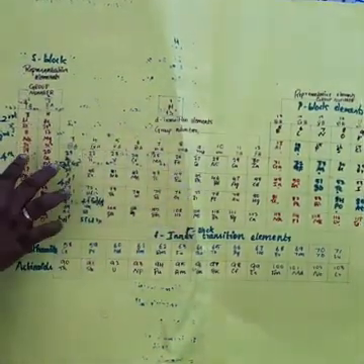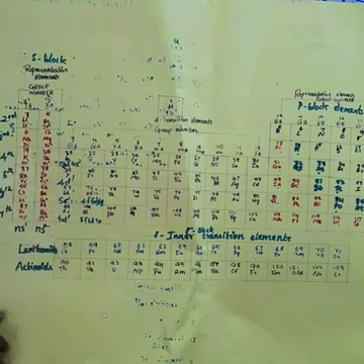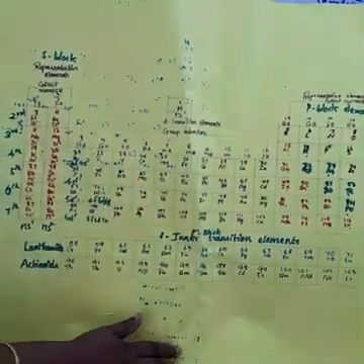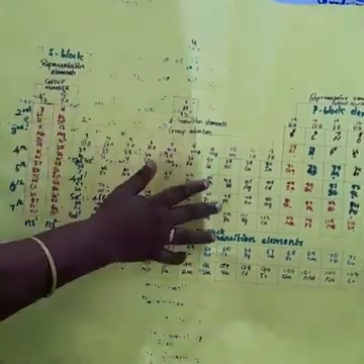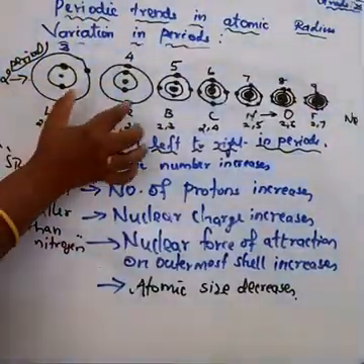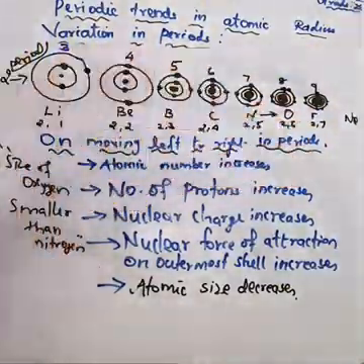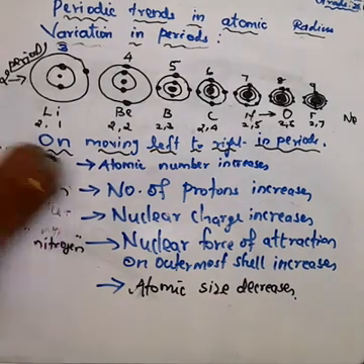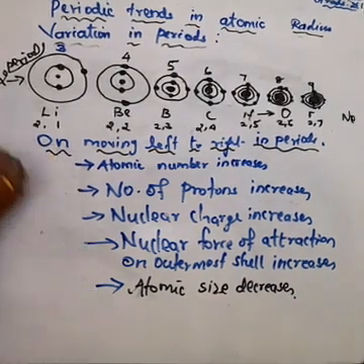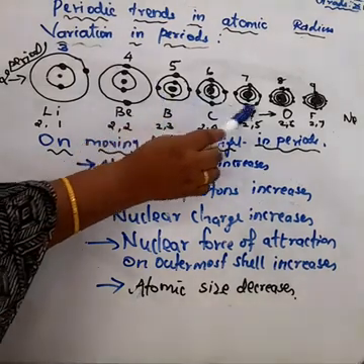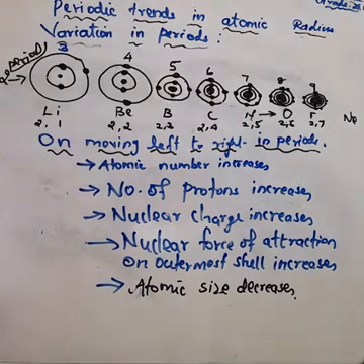We know that the period number is equal to the number of shells. Here, period number 2, from lithium to neon, so the number of shells is 2. If we talk about the second period, all atoms in the second period have 2 shells. This is true for all the periods in the periodic table.